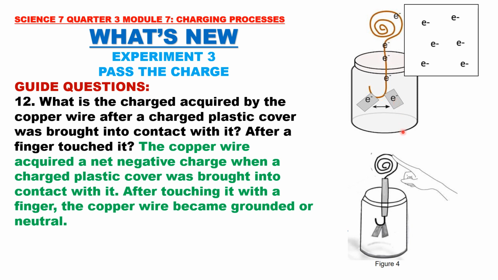Now, nung tinouch naman ng finger yung ating copper wire, our copper wire became grounded or neutral. So, yung positively charged particles from the finger entered our copper wire and neutralized the excess electrons in the copper wire, making our copper wire now neutral. So, dahil neutral na yung copper wire, pati yung nakasabit sa kanya na strips of aluminum foil ay naging neutral rin. That's why yung strips of aluminum foil ay magkadikit na after a finger touch the copper wire.